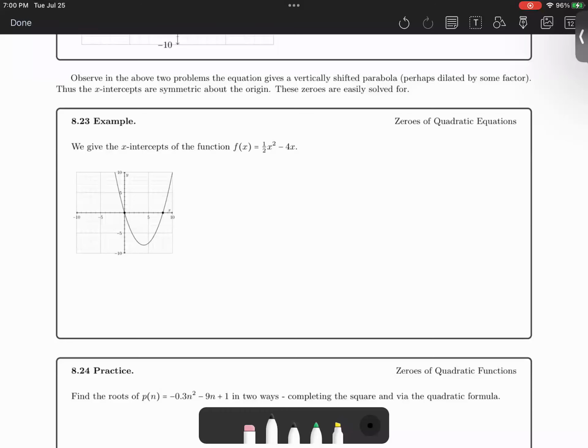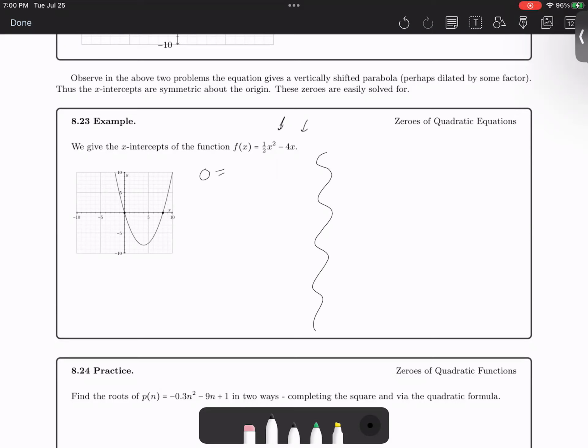Let's solve for the zeros of this quadratic equation. So notice here, we've got an x squared term and an x term, but we don't have it in its full complexity. We don't have that constant plus c at the end. That still makes solving this with algebra not too difficult. We don't need to jump into the quadratic formula immediately.